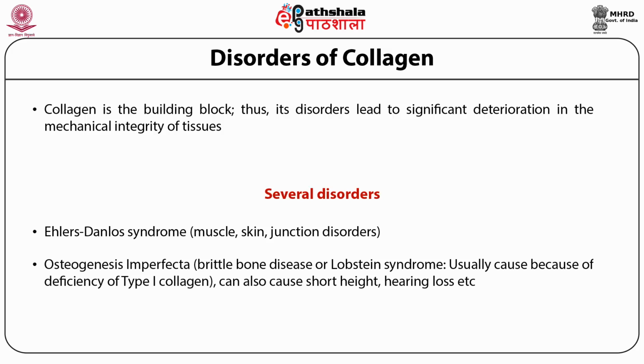Osteogenesis imperfecta is another disorder which is responsible for brittle bone disease, and this can also cause short height, hearing loss, etc. So mutations in some of these collagen molecules can lead to several diseases. Again, because these are genetic diseases, which are generally non-curable, and they occur as very rare diseases. These are some of the very rare diseases which can happen 1 in a million, 1 in 10,000 kinds of cases.